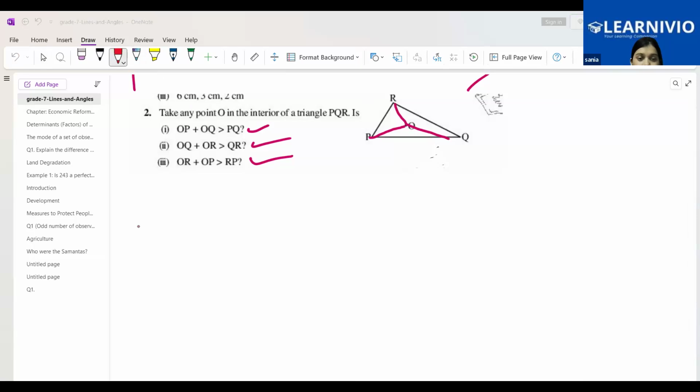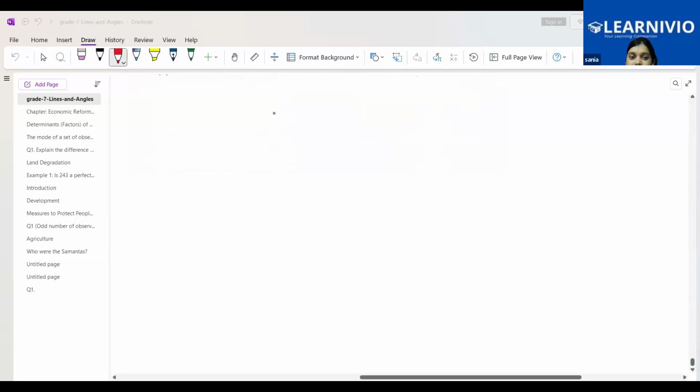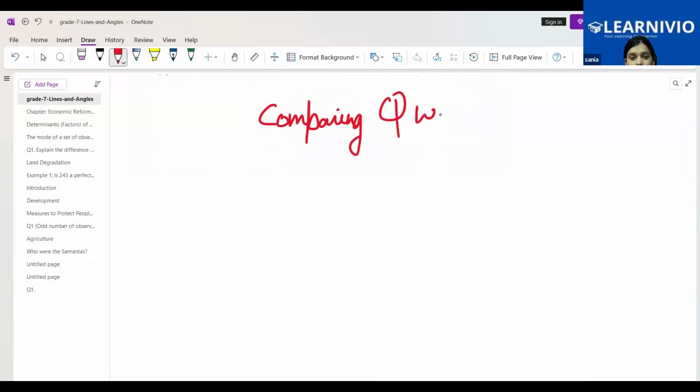Mom, when are you going to start comparing quantities? Today itself. Just a minute.